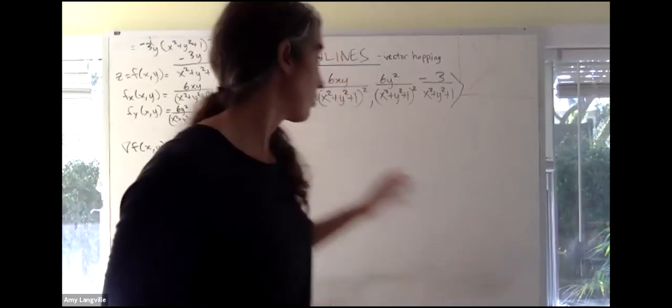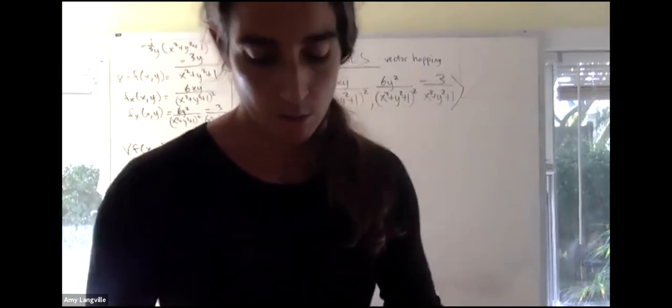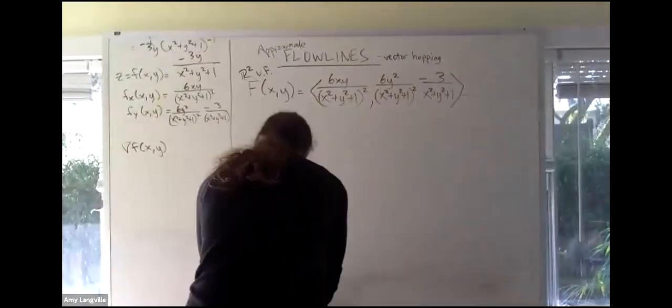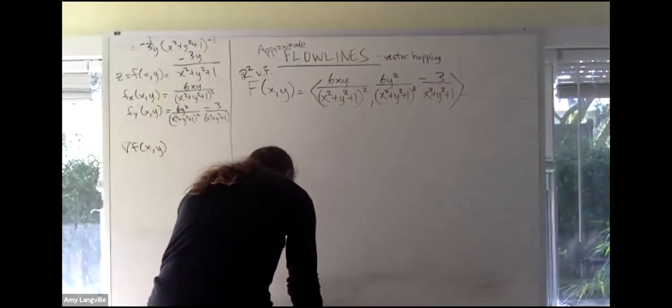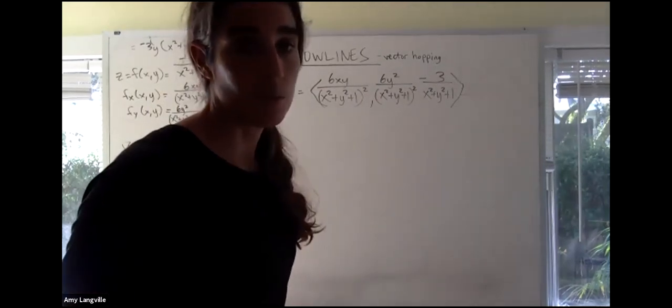So that is approximate flow lines, but of course now we're going to get into exact flow lines. And so there's a nice example. Pause the video and put this example up on the board.